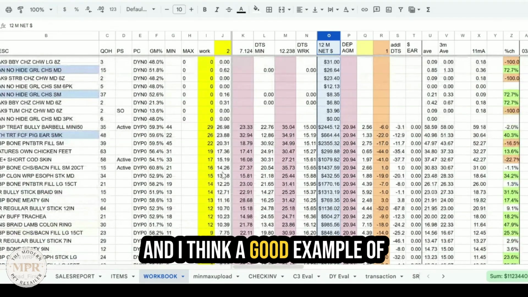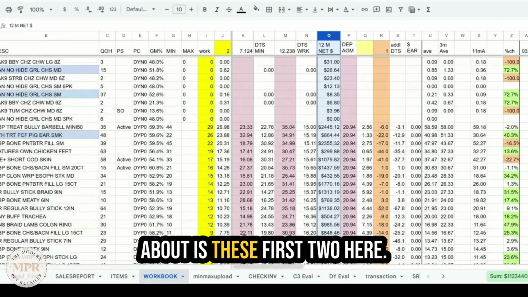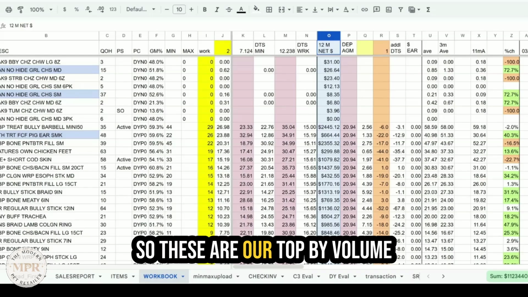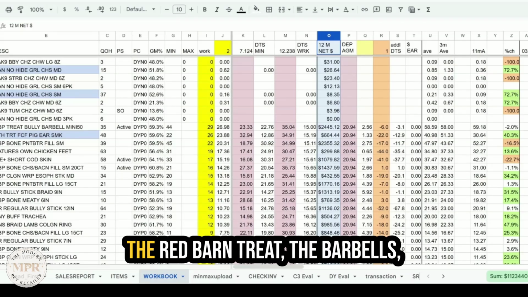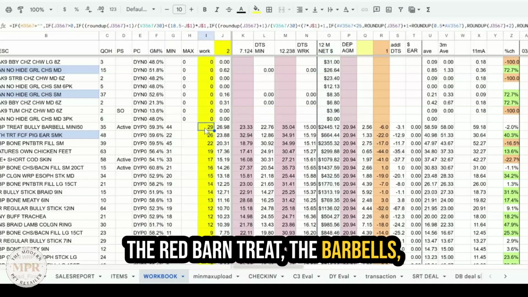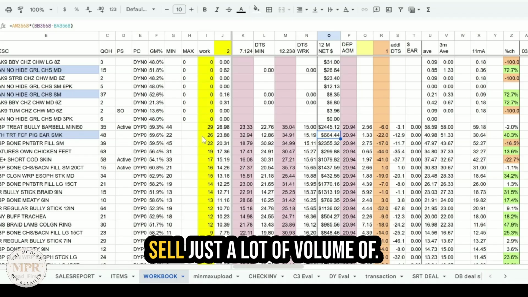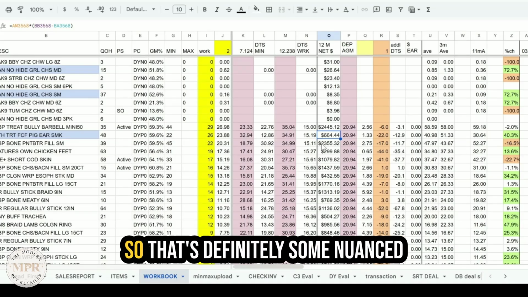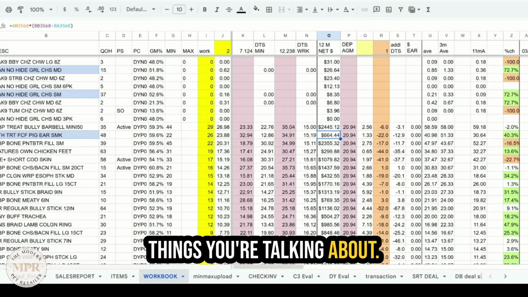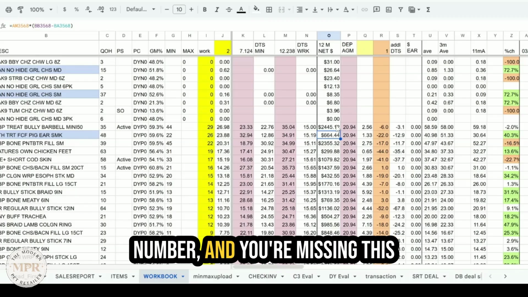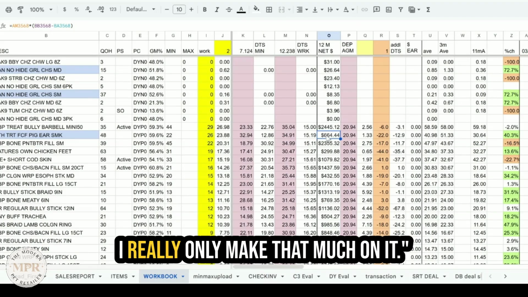Yeah, thank you. And I think a good example of what you were just talking about is these first two here. These are our top by volume selling in this department: the red bar treat, the barbells, and then the fixers. But one we make $2,400 on and the other one we make $600, just a lower cost item, but we sell a lot of volume of. So that's definitely some nuanced things you're talking about. If you're only looking at this number and missing this number, you'd think, this would tell me to replicate this, but I really only make that much on it.